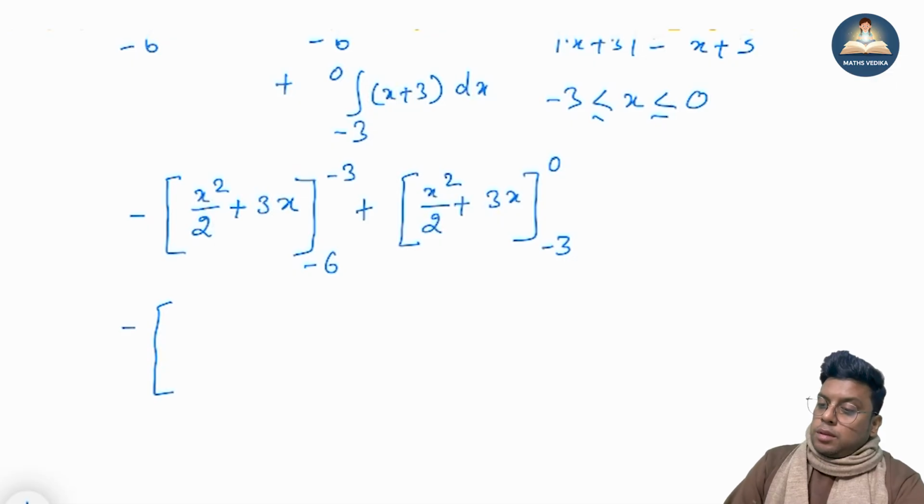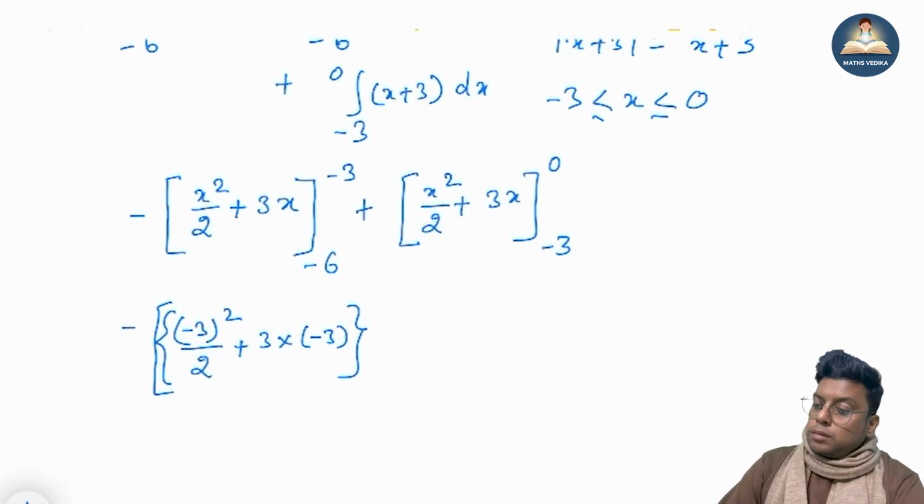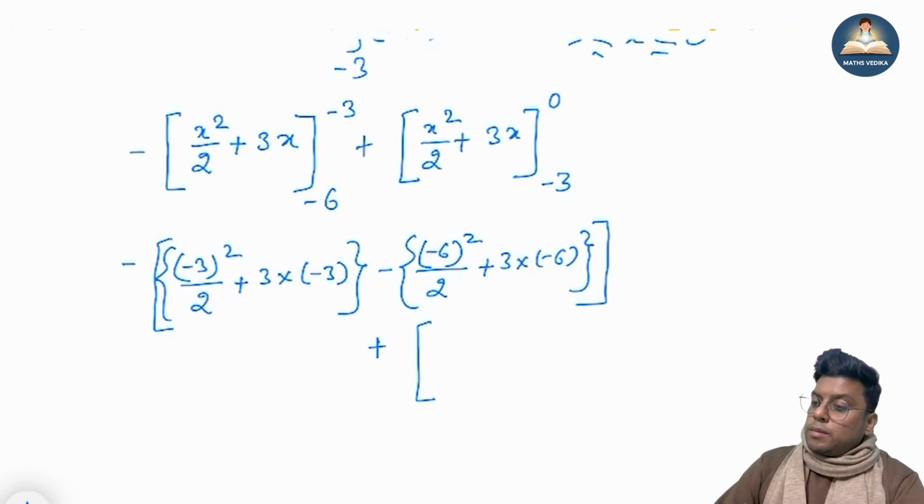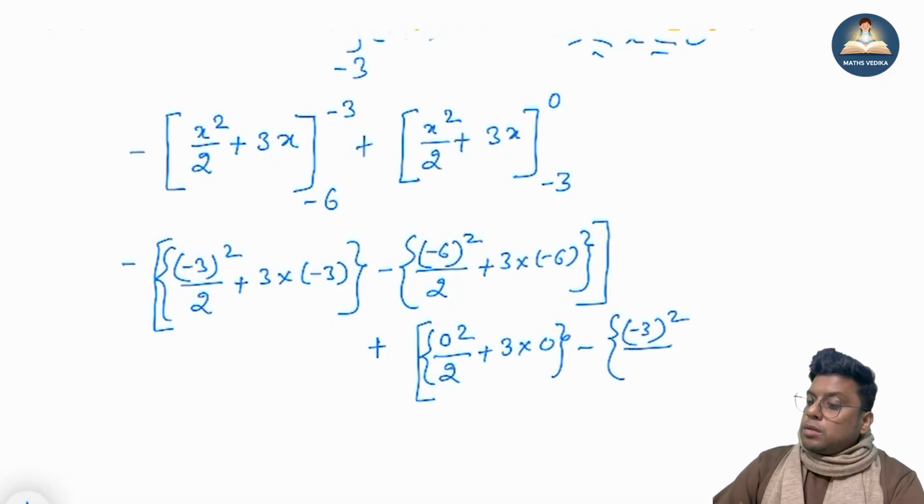Now this will become: minus [(-3)²/2 + 3 × (-3) minus ((-6)²/2 + 3 × (-6))] plus [(0²/2 + 3 × 0) minus ((-3)²/2 + 3 × (-3))]. Now we'll solve this.